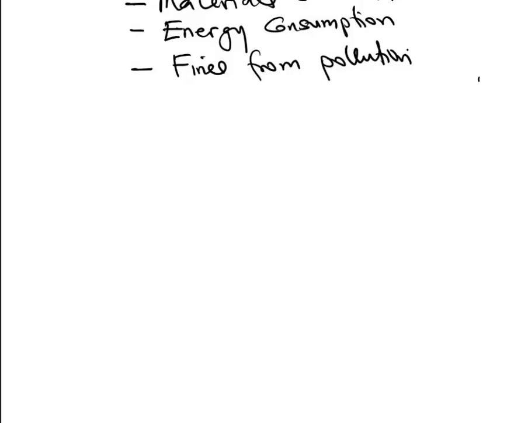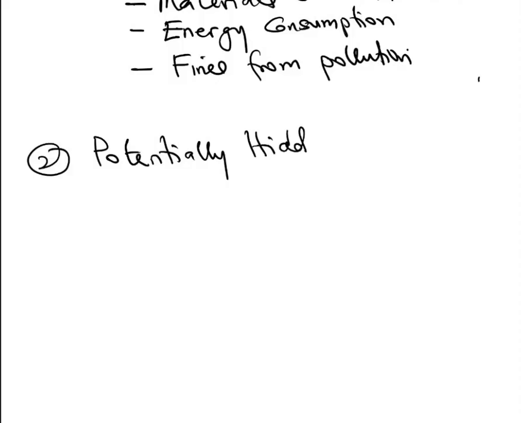Yeah, those packaging plastics. Conventional costs. So easy, they're very obvious to see. The second category is called the potentially hidden cost.